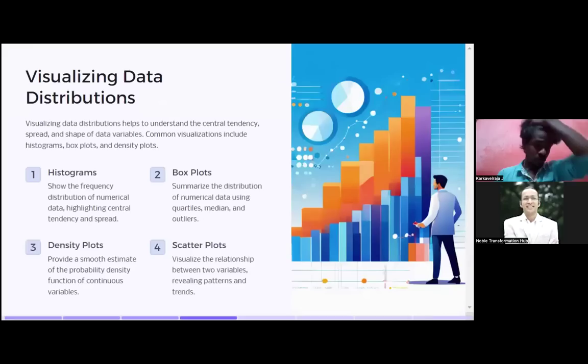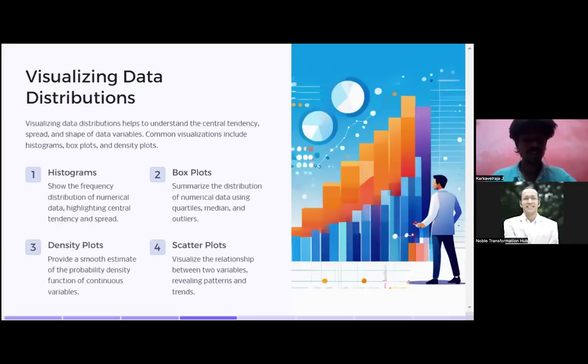Yeah, sure, sir. So next is visualizing data distribution. Actually, it is a part of EDA along with visualization, so that you can give more results. So the first thing is the histogram. Whenever we need to show the frequency of each and every category, we can go for a histogram. Okay. So what is a box plot? Whenever you need to find outliers, you go for a box plot. What is the density plot? It provides a smooth estimation of the probability density function of continuous variables. It is used to estimate the probability density value.